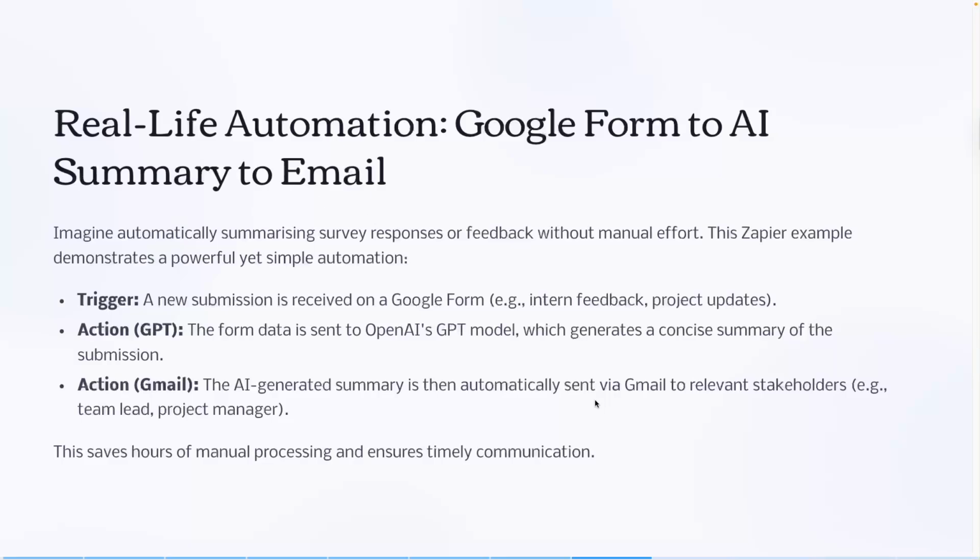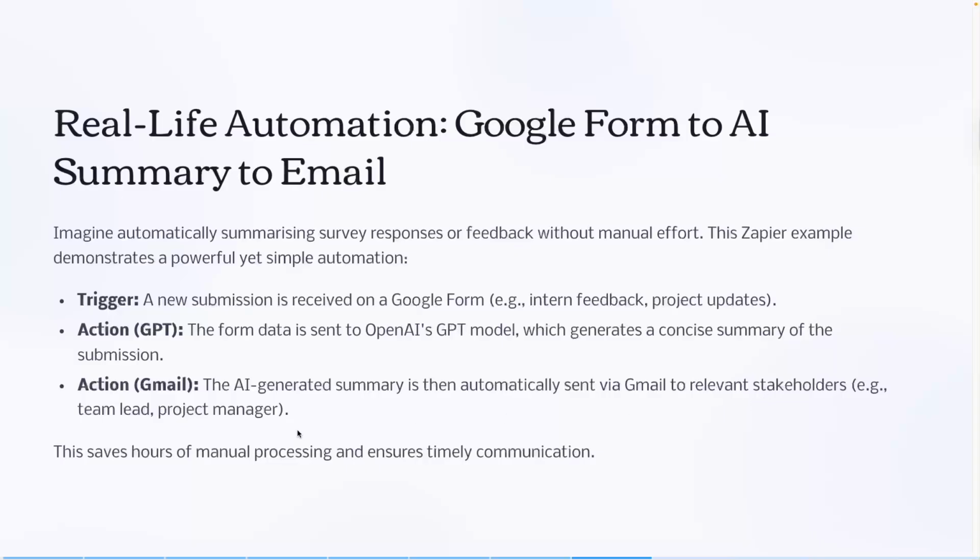Okay. So we can build this particular scenario, and we can use either Make or Zapier, right? So what it's asking us to do is, when a user submits a new form in Google Form, the form data is sent to OpenAI's GPT model, which generates a concise summary of the submission. And then action 2: the AI generated summary is then automatically sent via Gmail to XYZ people.